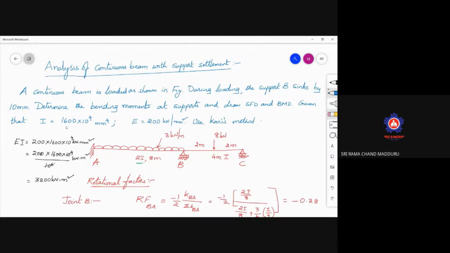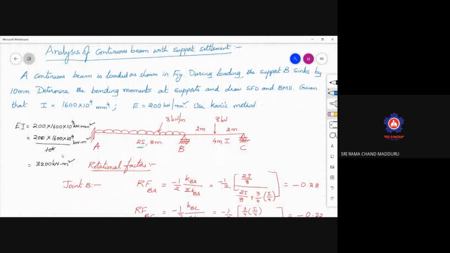And here the moment of inertia is given, as well as Young's modulus E, in terms of kilonewton and mm. EI is nothing but 200 into 1600 into 10 power 4 kilonewton mm square. Now we want the value in terms of kilonewton meter square. That's why the mm square value is converted to kilonewton meter square.